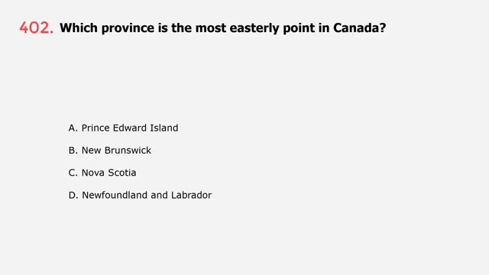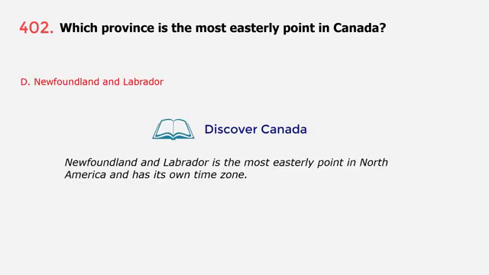Question 402. Which province is the most easterly point in Canada? A. Prince Edward Island. B. New Brunswick. C. Nova Scotia. D. Newfoundland and Labrador. The answer is D. Newfoundland and Labrador.